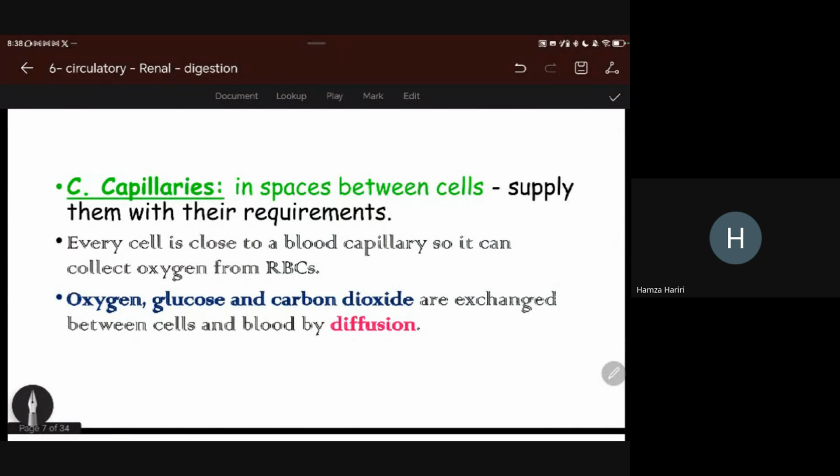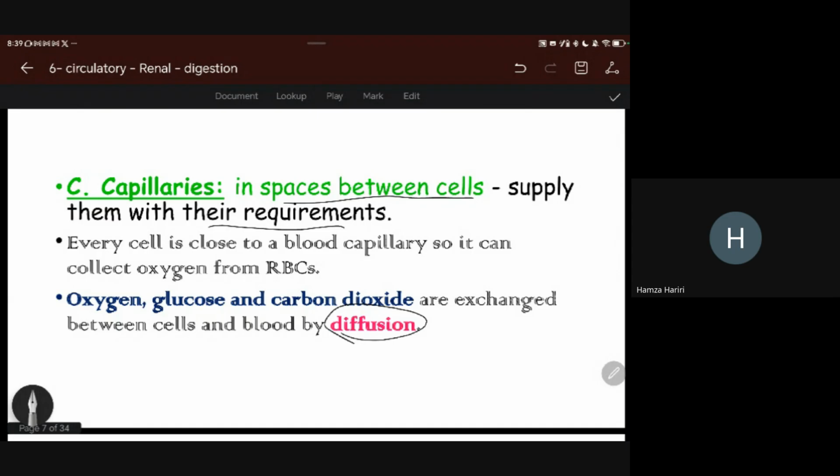Next, we have the capillaries. Capillaries are the space between cells, which supply them with their requirements, either oxygen or other nutrients. Okay, and they take up the waste products from the cells as well. How does this happen? It happens by diffusion. Okay, so the capillaries are the ones that are closest to the cells or tissues, and the exchange of wastes and beneficial substances gets done by what? A process called diffusion.